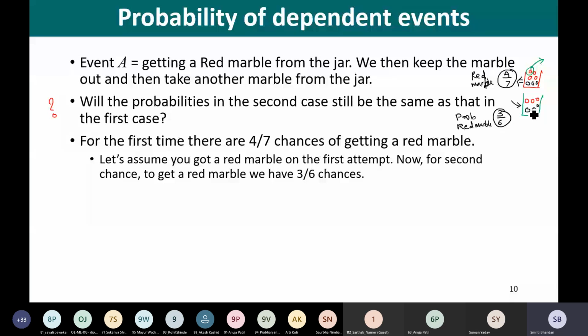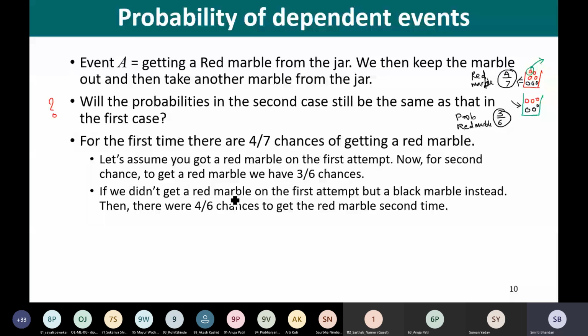Because now in my jar we are having 3 red and 3 black marbles. So obviously the probability of getting the red marble is 3 by 6. Is that correct? But this is another situation. See, if in the first attempt we have not got the red marble, but instead we have got the black marble.